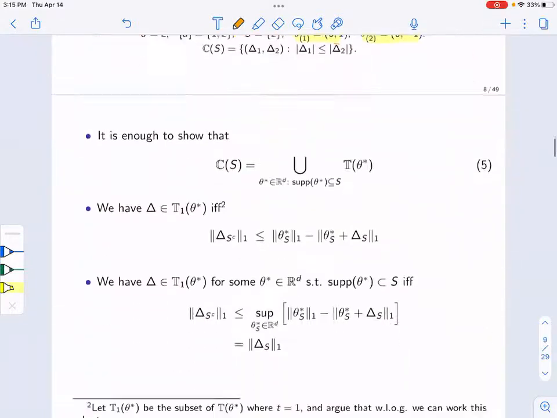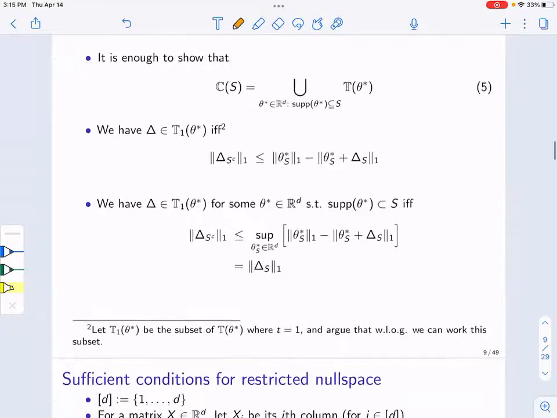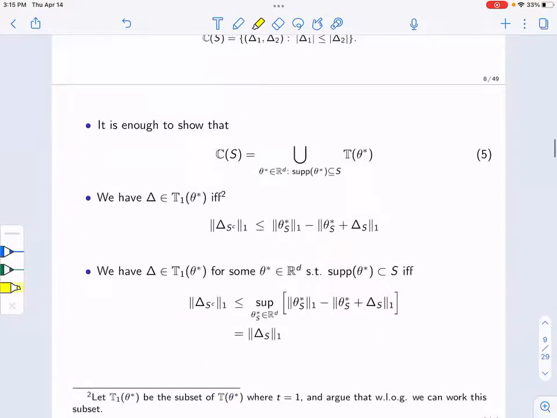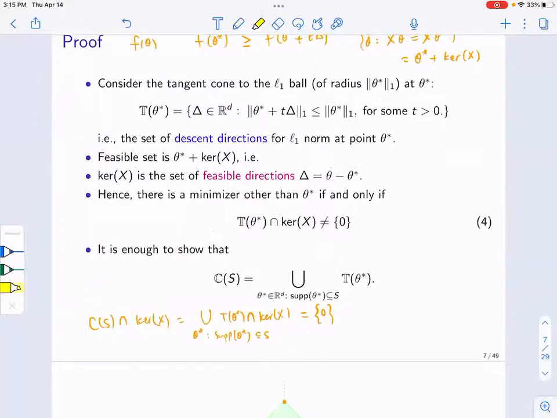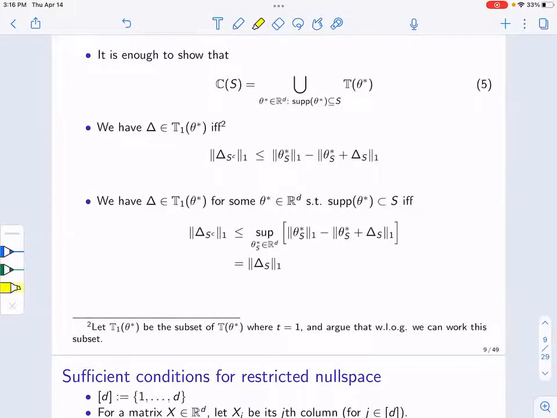Okay, so the formal proof. Here's the formal proof. I've defined this quantity. T1 theta star is the subset of this where T is equal to 1. You can argue without loss of generality that it's enough to work with this because I can rescale delta. As I pointed out, you can show that this is a cone. If delta is in there, then any multiple of delta is in there. So I can just fix T and worry about the case T equal to 1.